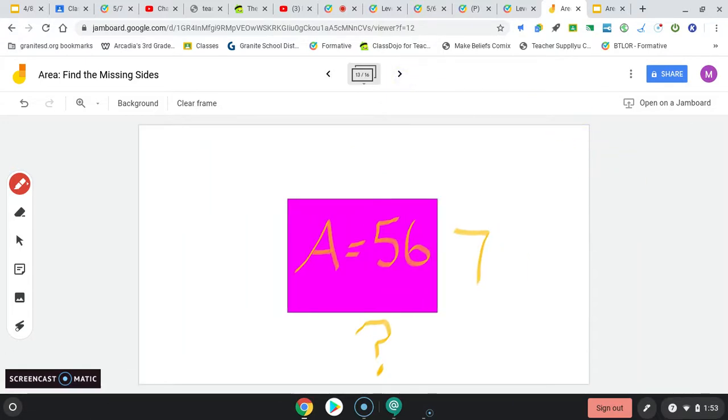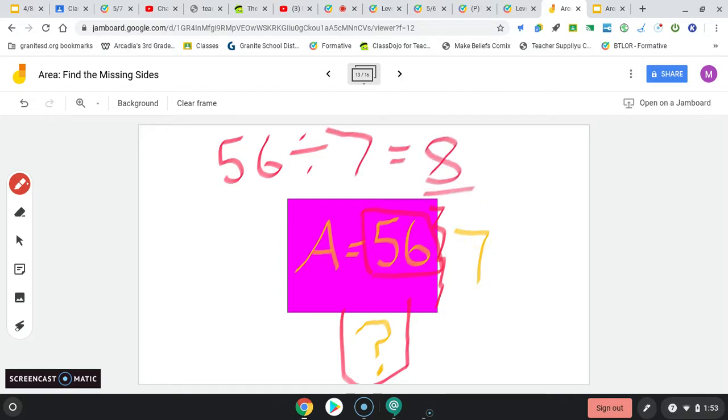Okay, got the question mark on the bottom. I know my height. Okay, so all you got to do, take your area, 56, divided by your known number of 7 would equal 8, because 8 times 7 equals 56.